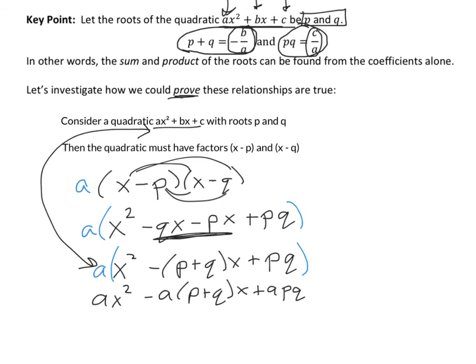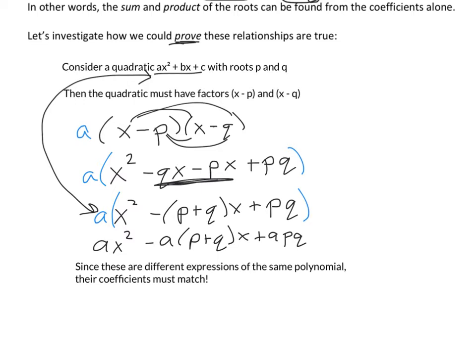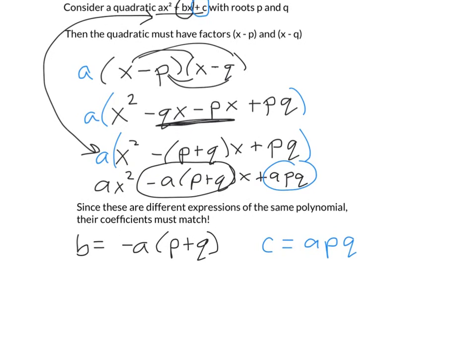There's a really neat thing that we can do. If this is what this is, then the coefficients have to match. So that means that specifically, I should be able to match up the linear part with this part. I should be able to say that b has got to equal negative a times (p plus q). And similarly, I should be able to line up the constant parts. That means that c has to be equal to apq. And now we're just one step away.